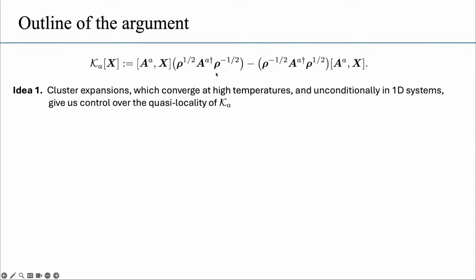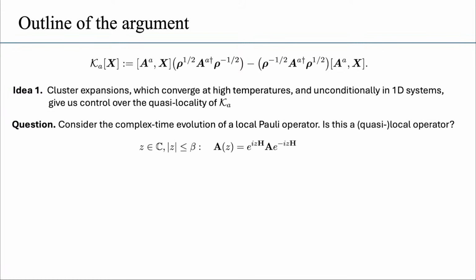Now, this is really technical and abstract, but really it's captured by the following question. Suppose you consider the complex time evolution of a local Pauli operator. So here, Z is complex. It's small. It's bounded by beta in absolute value. And you consider the complex time evolution. Is this a quasi-local operator? So cluster expansions allow us to answer this question. And I have some pictures about it, but I won't be showing you right now. Also, if you want some further details, Anthony has a nice talk on this at IPAM.